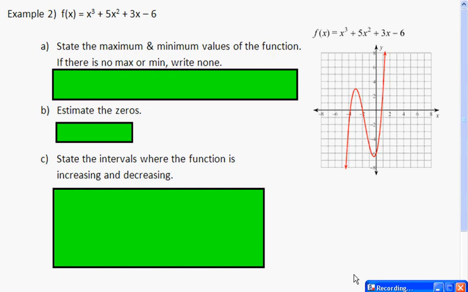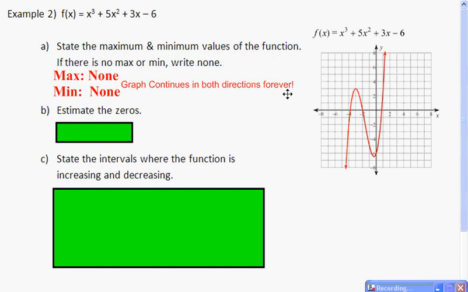Example 2, here's our graph. In part A, again, we're going to state the maximum and minimum values of the function. Note that this function continues on forever in this direction and continues on forever in this direction. So you're going to keep extending your y values. So there really is no max or min due to the fact that the graph goes on forever in both directions.